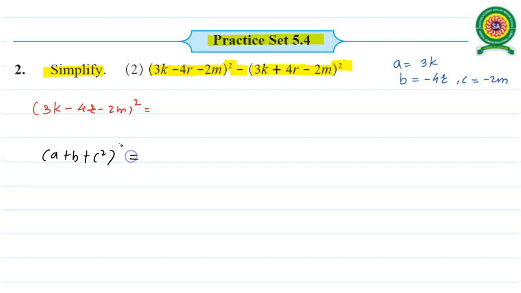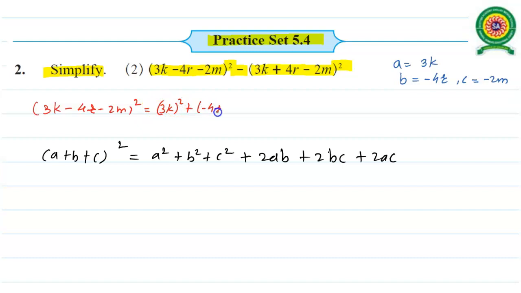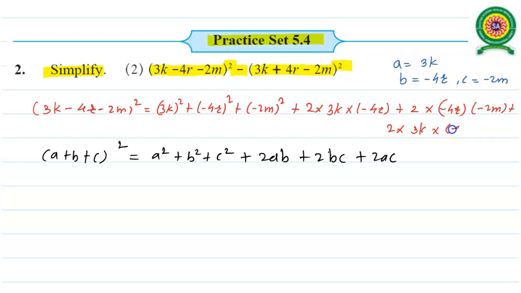So the square expansion for a plus b plus c the whole square is of the form a square plus b square plus c square plus 2 times ab plus 2 times bc plus 2 times ac. So let's try to replace now abc by their values. We are getting 3k the whole square plus minus of 4r the whole square plus minus of 2m the whole square plus 2 times a into b means we are getting 3k into minus of 4r, plus 2 times b into c means minus of 4r into minus of 2m, plus 2 times ac means we have 3k into minus of 2m.